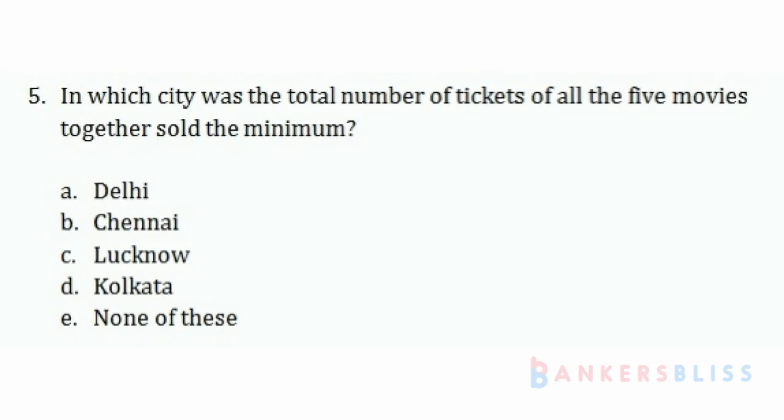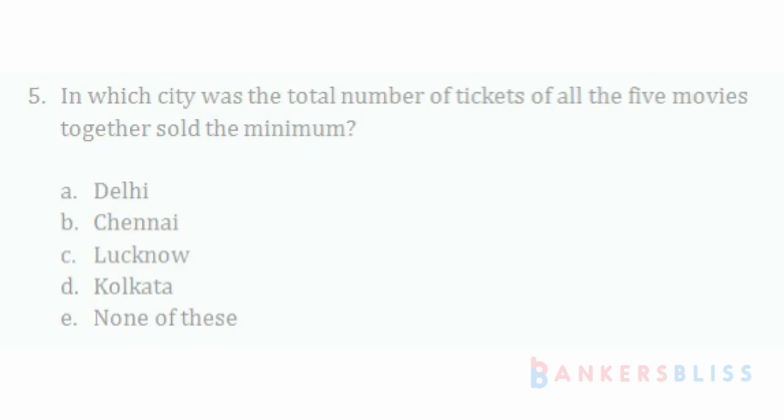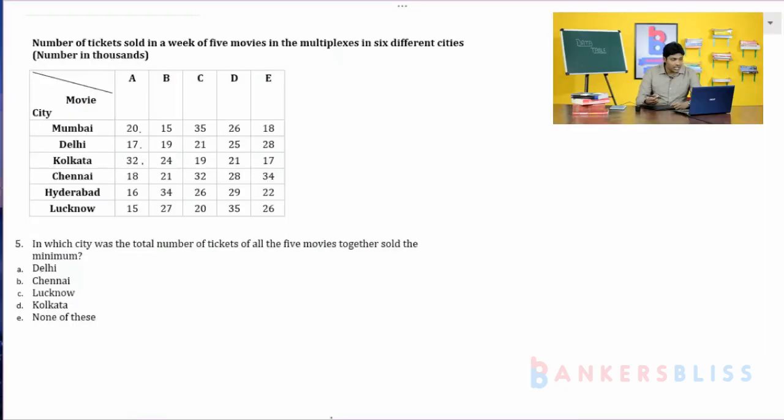Problem number 5. In which city was the total number of tickets of all the 5 movies together sold the minimum? So, again we have to add each and every value of all the movies, okay, A, B, C, D, E, and we have to calculate, okay, in which city was the total number of tickets of all the 5 movies together sold minimum. So, all the 5 movies together means horizontally you have to add, okay, horizontally you have to add.